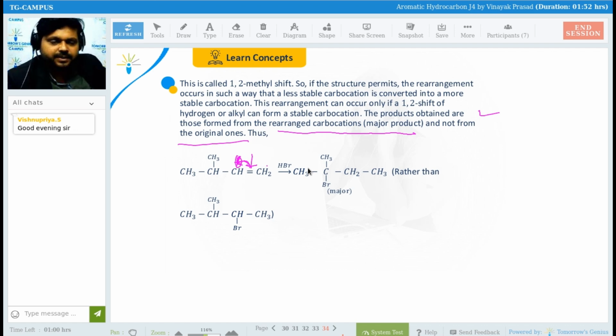See what will happen. First see here. Br will attack this carbon, right? And then what will happen? This H will shift towards this carbon, and then Br will shift to this carbon. There will be a methyl shift. Clear?